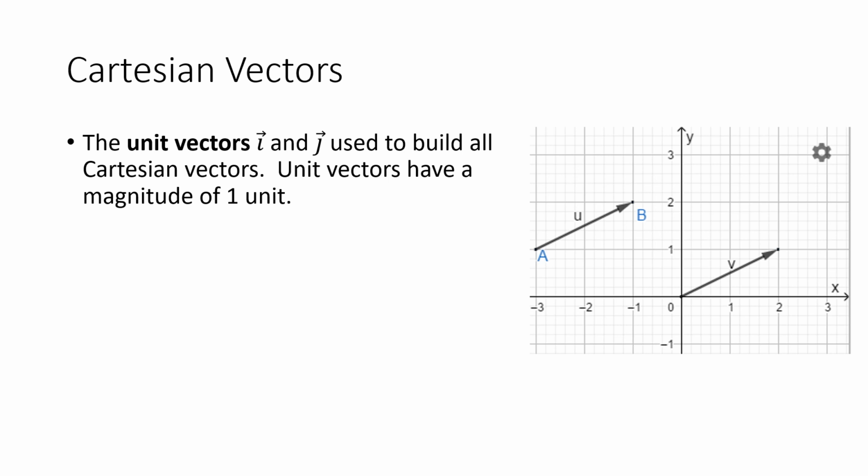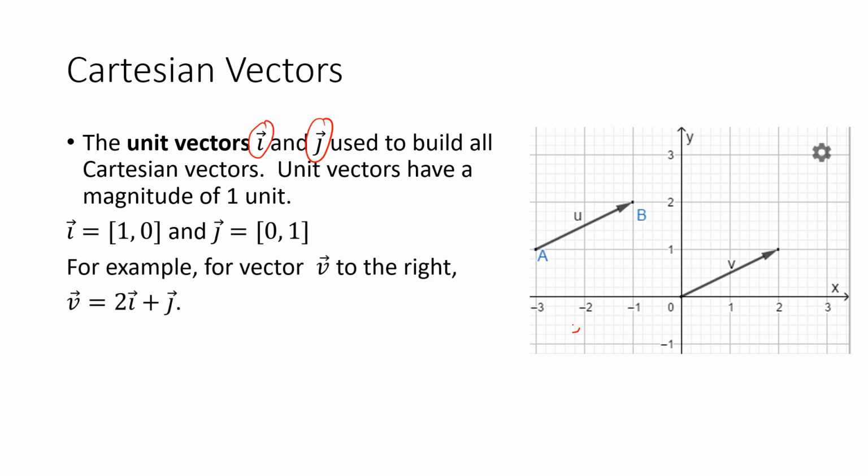Now, we can also define Cartesian vectors in terms of unit vectors. A unit vector is a vector with a magnitude of 1. In this case, we're using the unit vectors i and j, and vector i, the unit vector, is just a change in the x value, and unit j is the change in the y value. So we can just write vector u and vector v as, in this case, 2i plus j, right? Because we're moving 2 units to the right and 1 unit up.